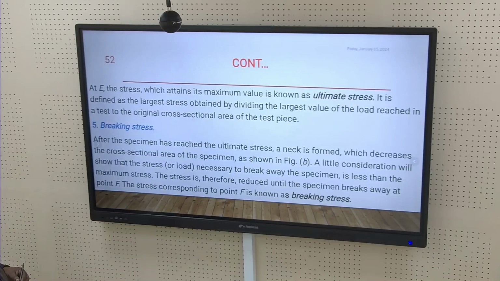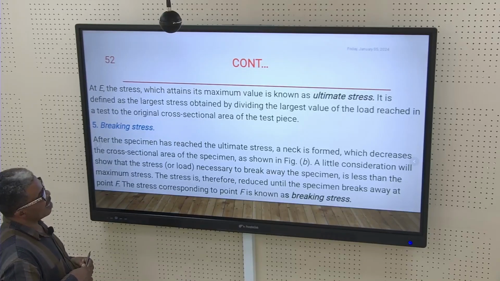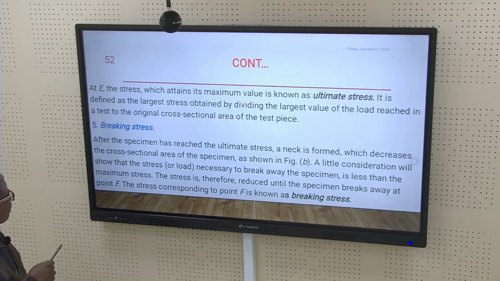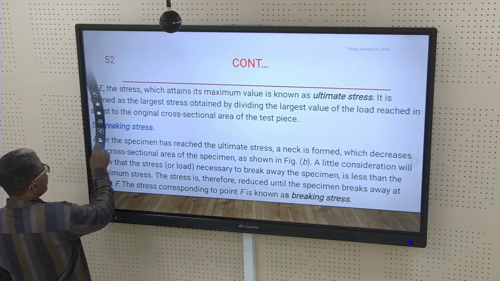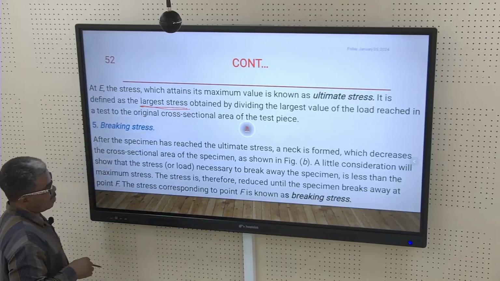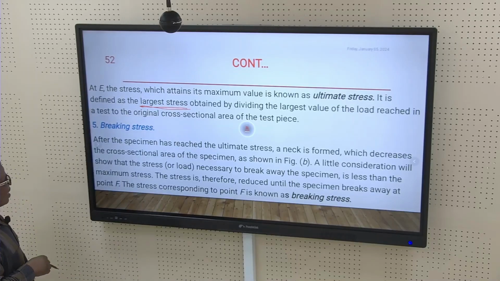At E, the stress which attains its maximum value is known as the ultimate stress. It is defined as the largest stress, obtained by dividing the largest value of the load reached in a test by the original cross-section area of the test piece or specimen.